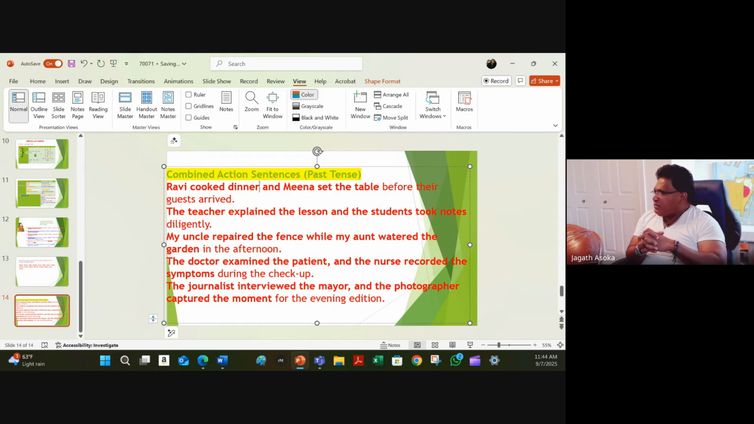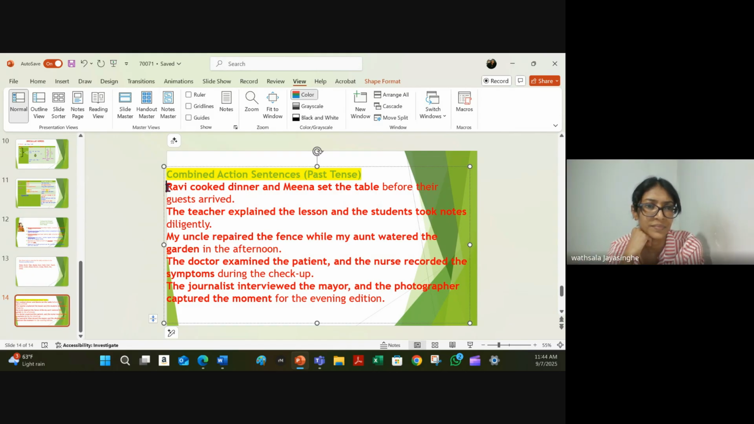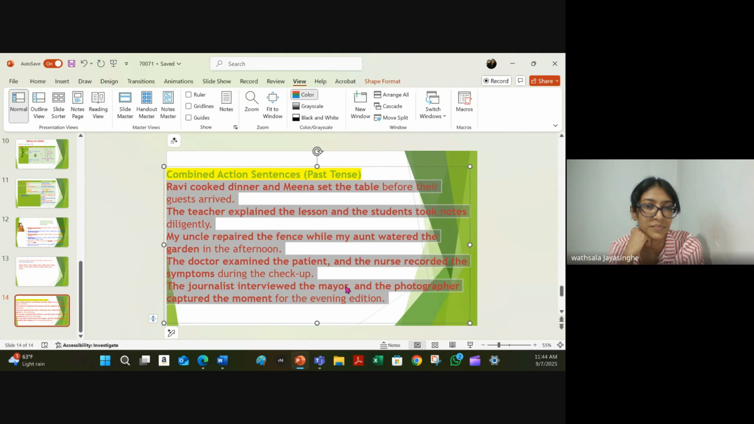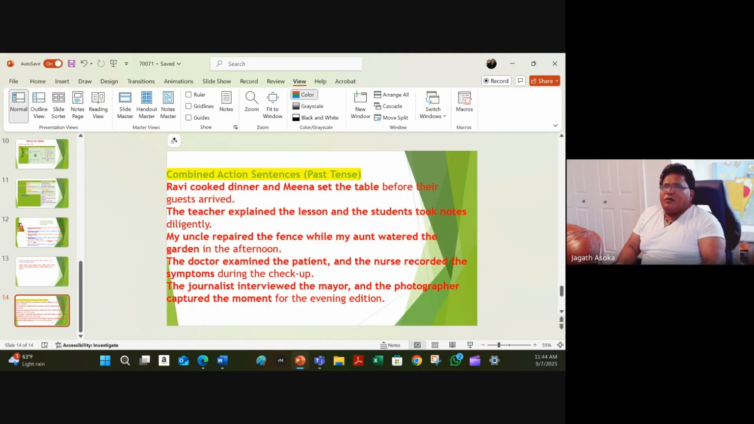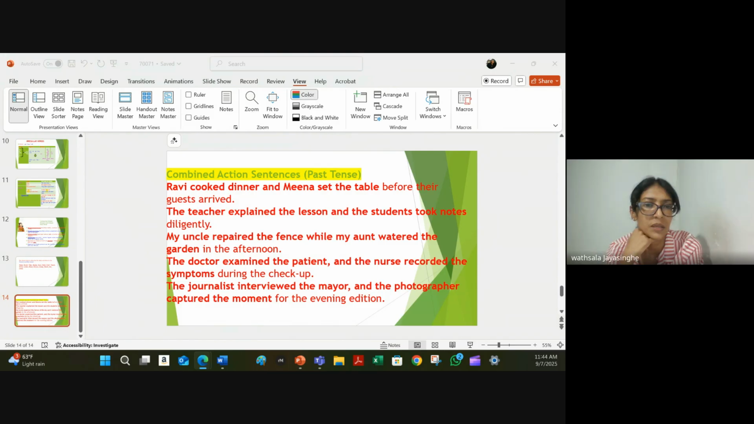So these examples, right, Wathsala, you want to explain what these examples are? Yes. Okay. Go ahead, explain them. And Laura, you listen. I'm doing something, so Laura, you listen. Okay, go ahead. Ravi cooked dinner and Meena set the table before their guest arrived.